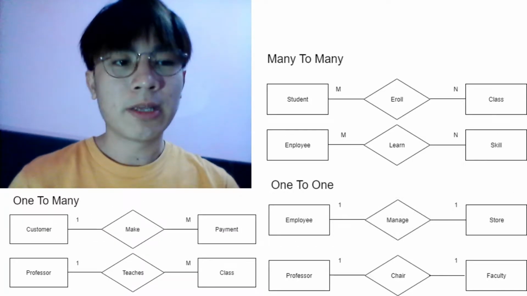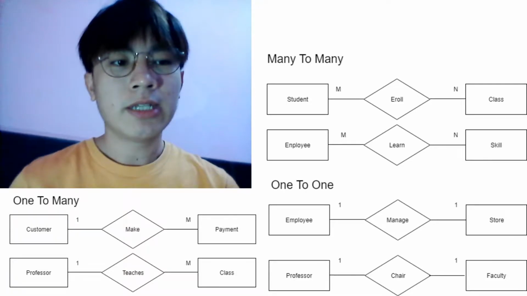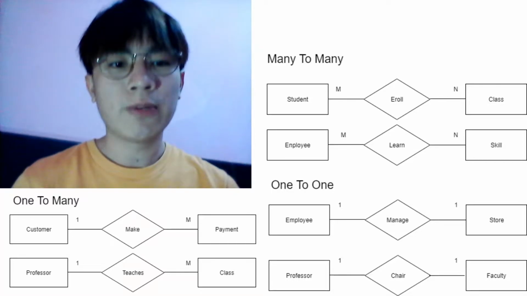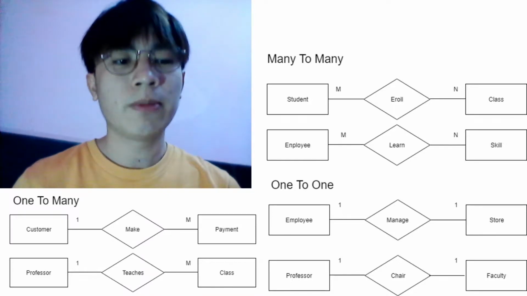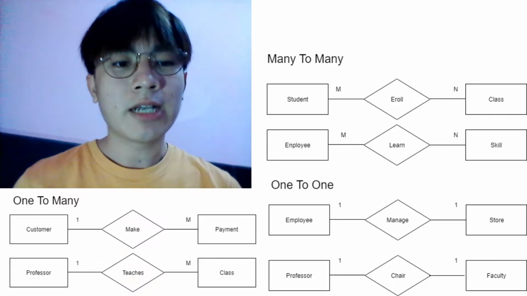Today I'm going to explain about relationships. First is the one-to-many relationship. In a relational database, a one-to-many relationship exists when one row in table A may be linked with many rows in table B, but one row in table B is linked to only one row in table A. It is important to note that a one-to-many relationship is not a property of the data, but rather of the relationship itself. For example, a customer can make many payments, but a payment can only be paid by a customer. And a professor can teach many classes, but each class is only taught by that professor.